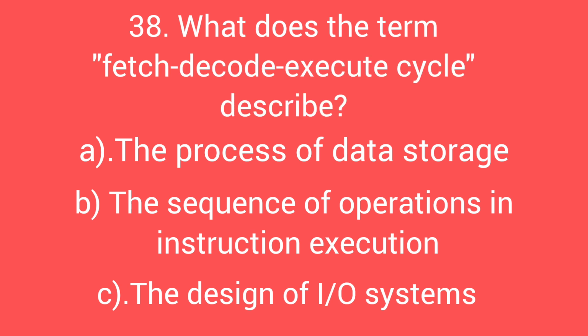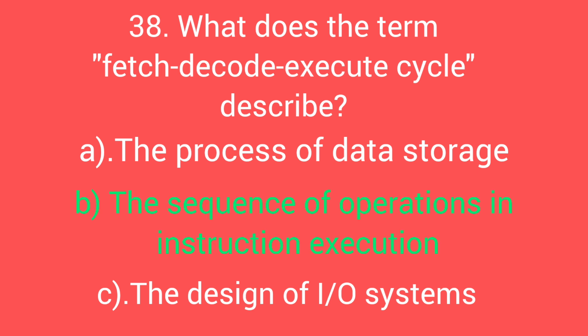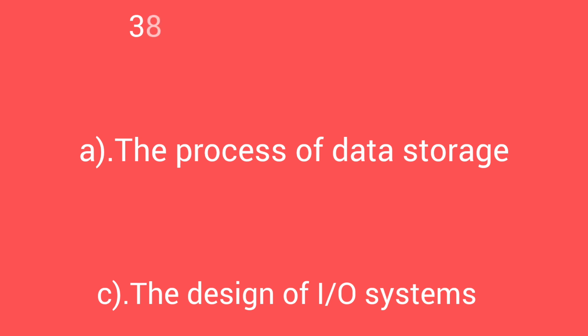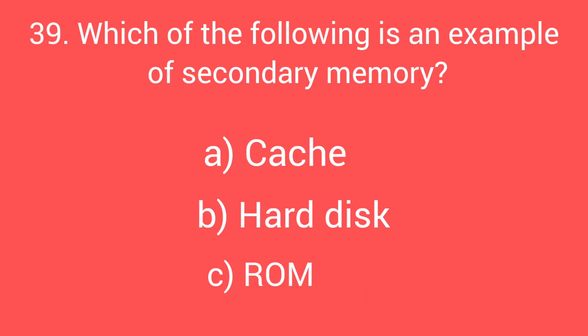What does the term fetch, decode, execute cycle describe? B. The sequence of operations in instruction execution. Which of the following is an example of secondary memory? Hard disk.